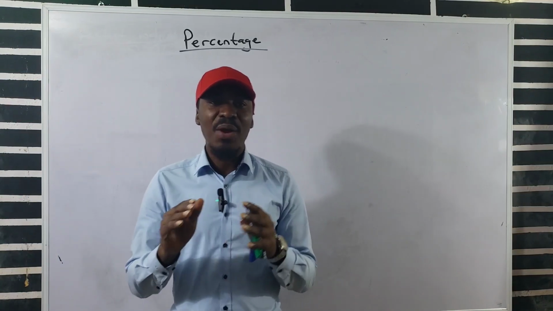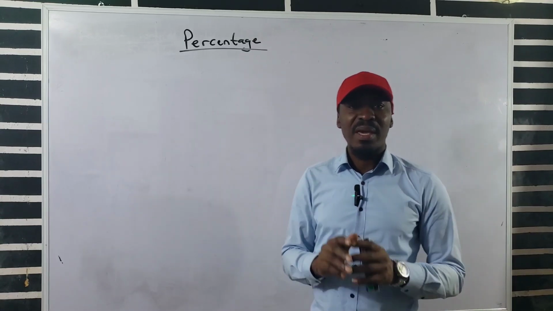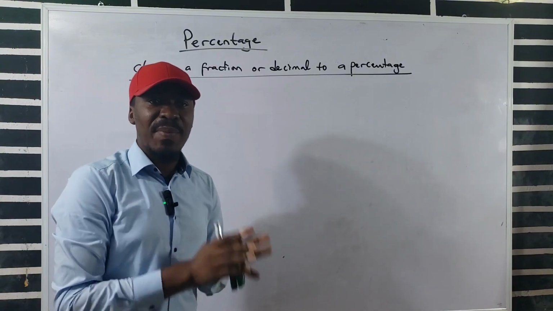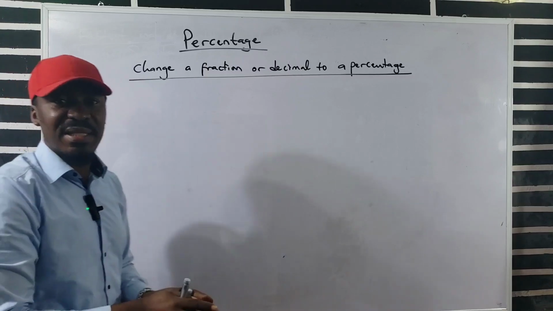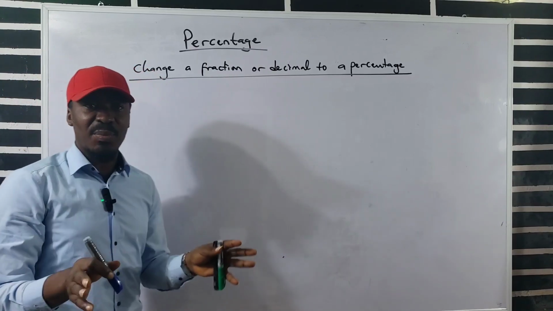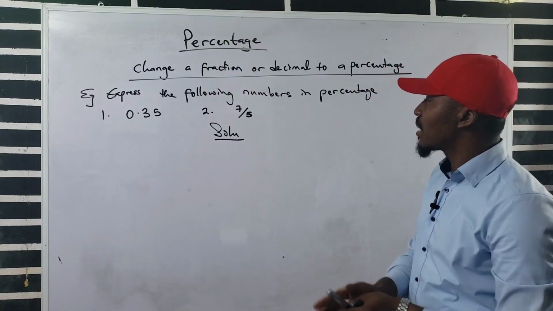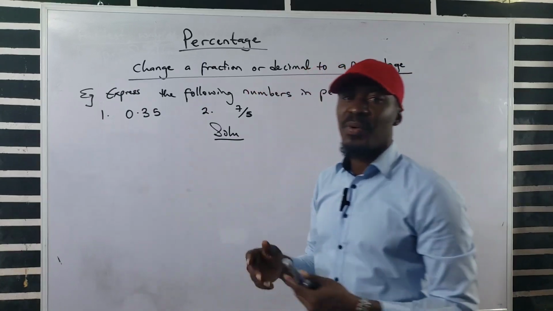Today we are going to be looking at the most underrated topic in mathematics. The first thing we are going to look at in percentage is how we can change a fraction or decimal to a percentage. Let's take, for example, so we are asked here to express the numbers as percentages, okay? So the first number we have is 0.35.